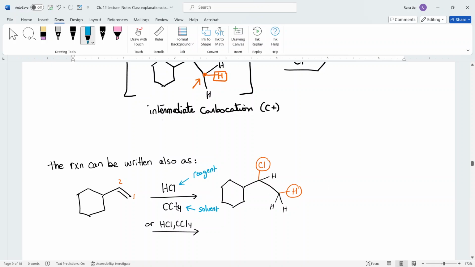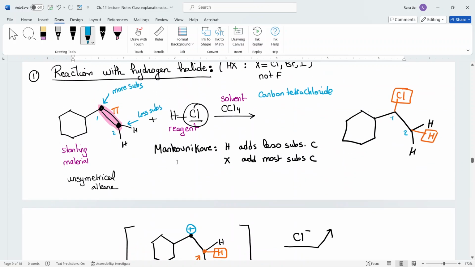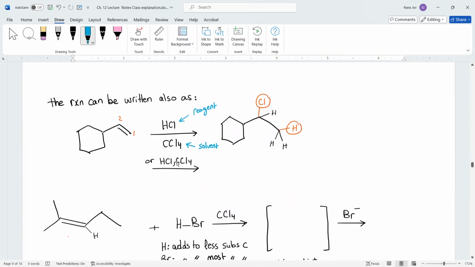You're not adding anything from the solvent. The solvent is just making sure that HCl and the alkene mix with each other. Or instead of showing the reagent on top, the carbon tetrachloride under the arrow, I can put them next to each other above the arrow, and all of these representations are right. So I can represent the reaction this way, or I can simply represent it this way. So please get used to this type of representation.